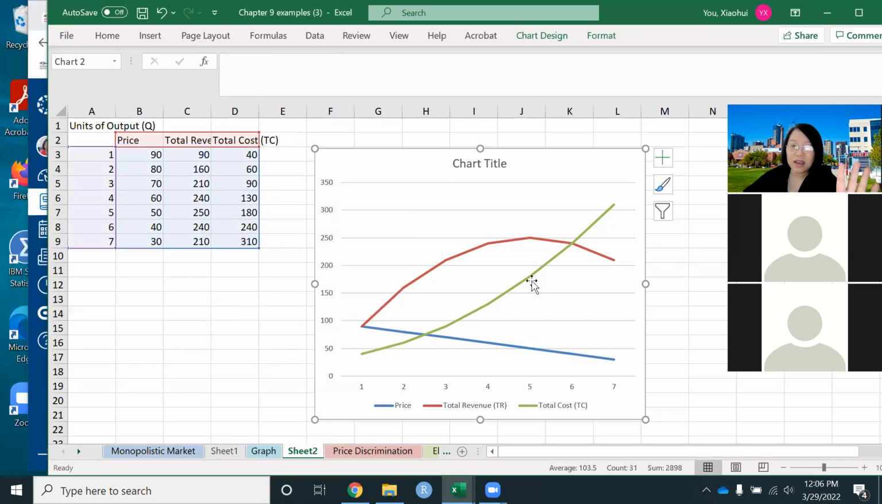So now, can you find the intersection of TR equal to TC? Can you hear me? No. So Audrey, can you find the TR equal to TC in this graph? Let me see. TR equal to TC.